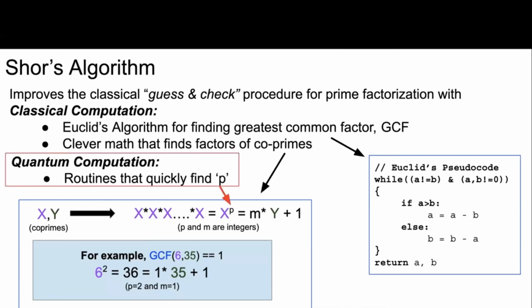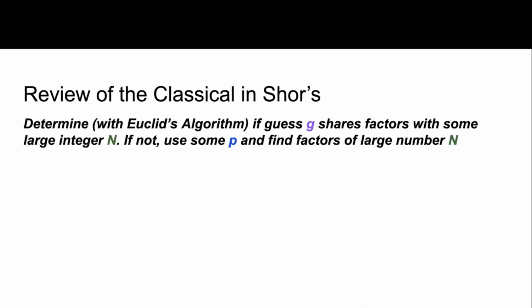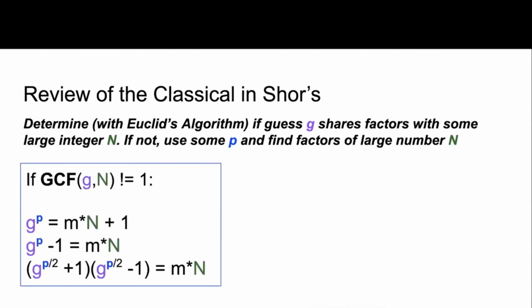The quantum computation in Shor's algorithm involves routines that quickly find p. We're going to look at this in a little bit more depth. Let's review the classical components of Shor's algorithm. We have a large number n, and we hope to factor it. So we first make a guess of the factor, and we'll call that g. We'll use Euclid's algorithm to determine if g shares factors with n. If we find that g shares a factor with n, we're done. That's highly unlikely though. So if not, we are going to find some p to help us find factors of that large number n. So we'll look at this.